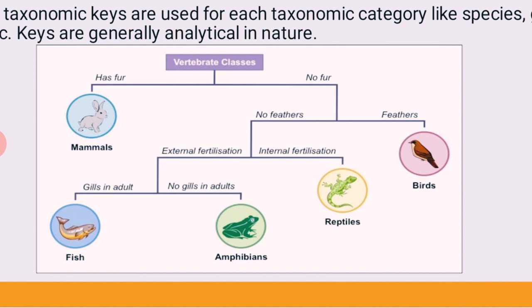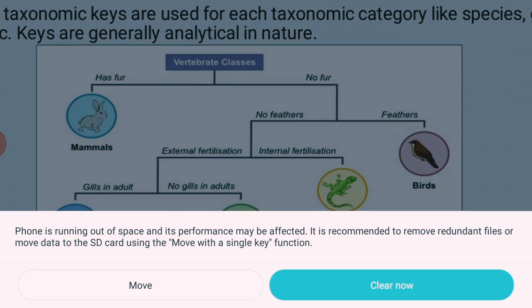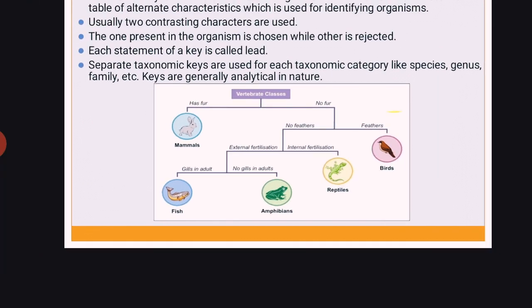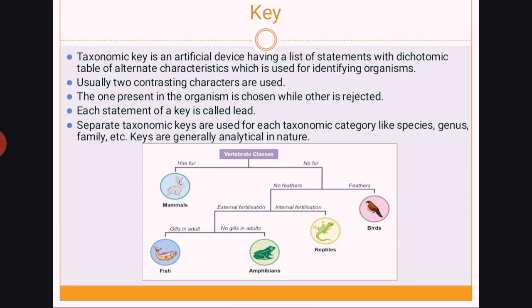The third character is the place of fertilization. If the animals fertilize internally, they are reptiles, and the others are not. So they are carried to the final character, which is presence of gills in their adult phase. Those who do not have gills as adults are amphibians. Thus, the identification is done by using those taxonomical keys. As it consists of two characters at a time, it is known as dichotomic key. Along with these aids, flora, manuals, monographs, and catalogs are some other means of taxonomical aids.